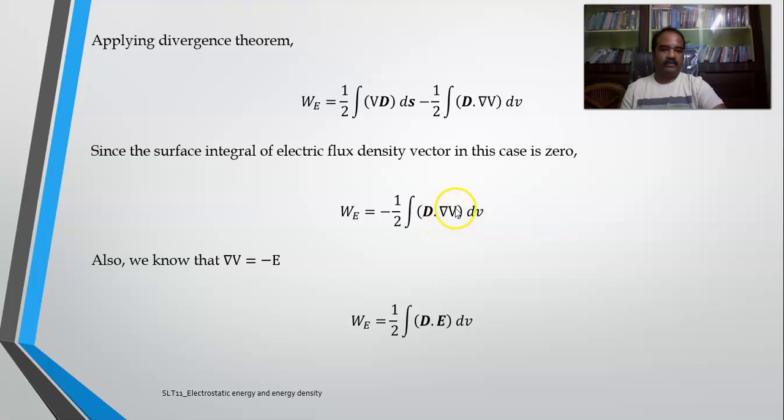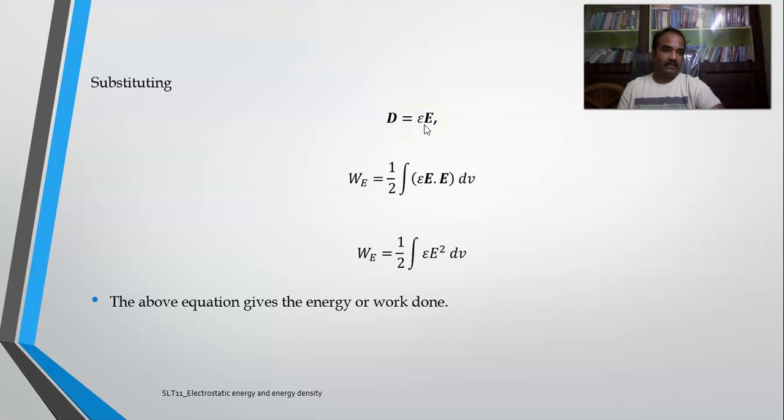Now we know that del V is nothing but minus E; we have already done Maxwell's second equation. So if I substitute this, I get half the integral of D dot E, the dot product of these two vectors. This is the work done. Now you know that D is equal to epsilon E, which we have done in unit number 1. If I substitute it here, this is half the integral of epsilon E square. This is the work done, or the energy employed in an electric field, and this particular equation gives the electrostatic energy.